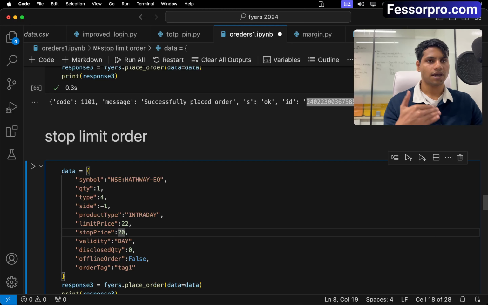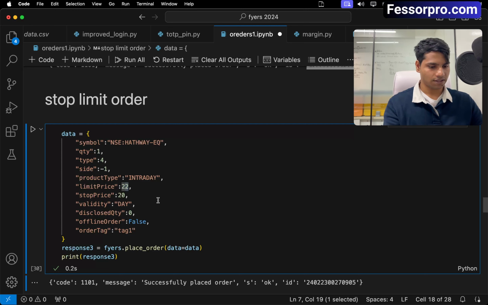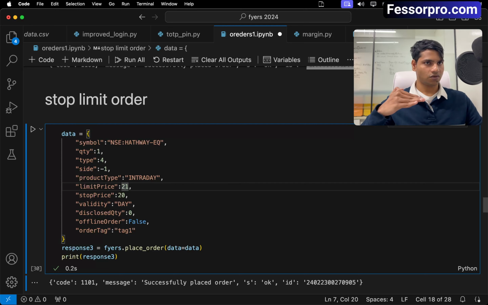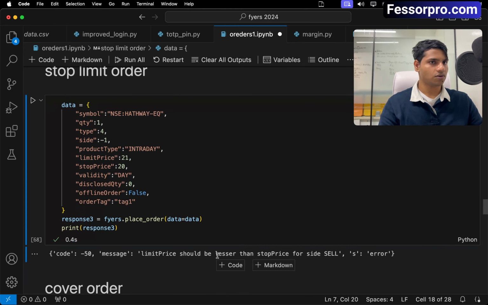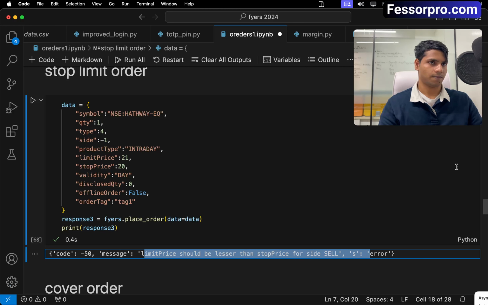Now this limit price, let's run the code. Okay, right now let's change this to 21. So my stop price is 20 and my limit price is above the stop price. If I run the code, you see it throws an error. It is saying that limit price should be less than the stop price. Whatever stop price you're having, your limit price should be less than that. So this should be 19.